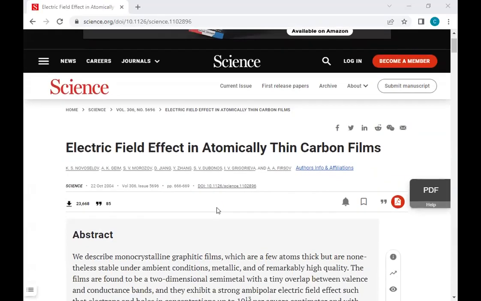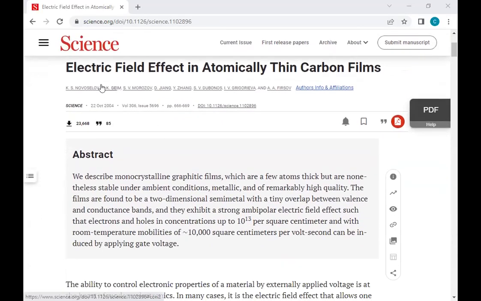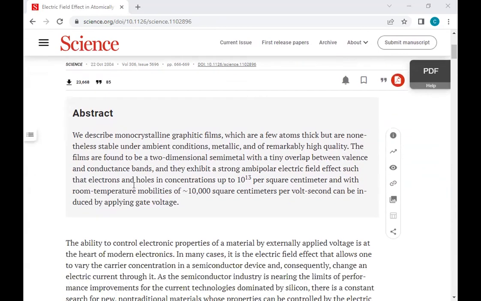There we go. So this is the first paper that came out in 2004. Novoselov was the postdoc in Andre Geim's group. Andre Geim is the big boss in this group. And I think I told you guys stories about this group, right?